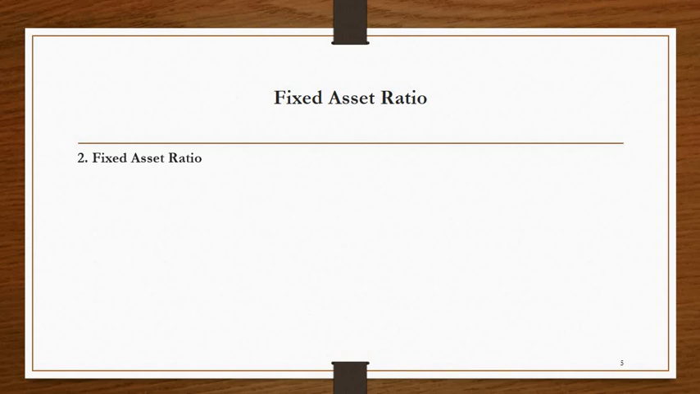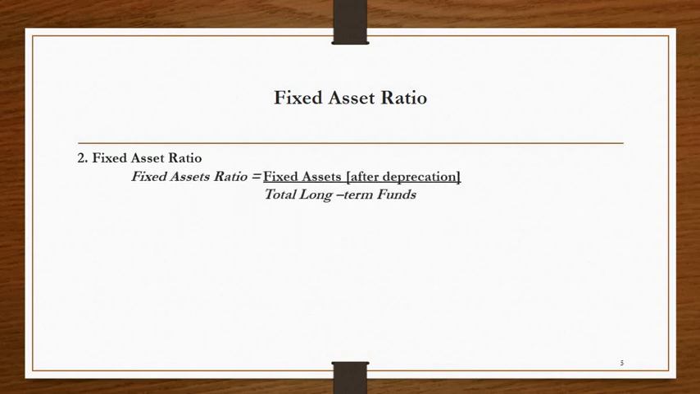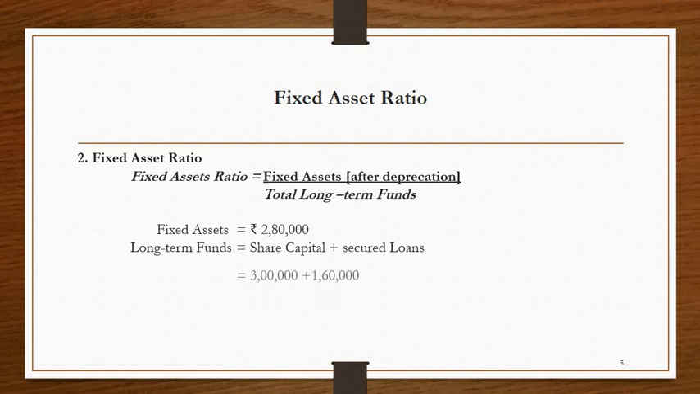The next one, fixed asset ratio. The formula is fixed asset ratio is equal to fixed assets after depreciation divided by long-term funds. Fixed assets in this problem is rupees 2,80,000. So we need to find out the long-term funds. The formula is share capital plus secured loans. Share capital is rupees 3 lakh plus secured loans is 1 lakh 60,000. So the long-term funds will be 4 lakh 60,000.